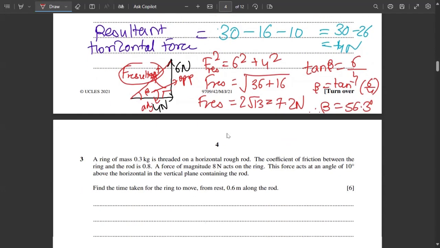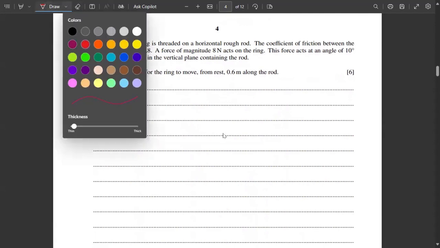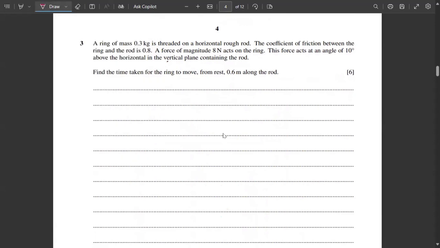Let's move to the third question. A ring. Okay. This is a relatively rare question. So make sure as you solve this, you also try to find a few more ring questions and solve them. So we'll start. A ring of mass 0.3 kg is threaded on a horizontal rough rod. Okay, let's start making the diagram right away. This is a rod.